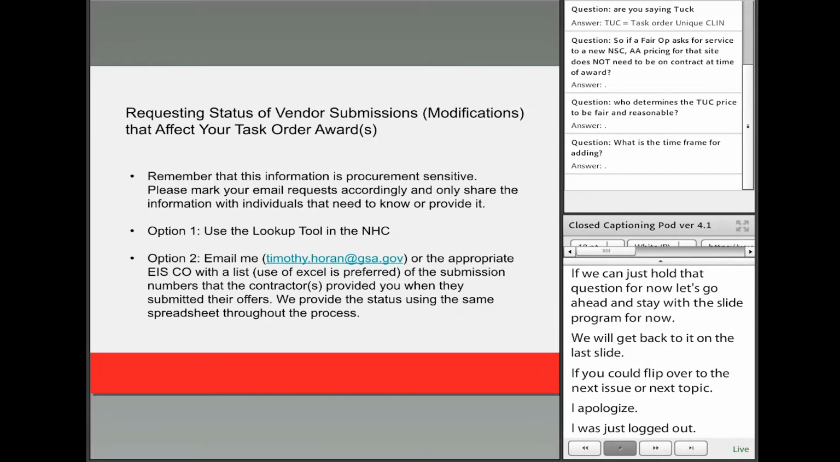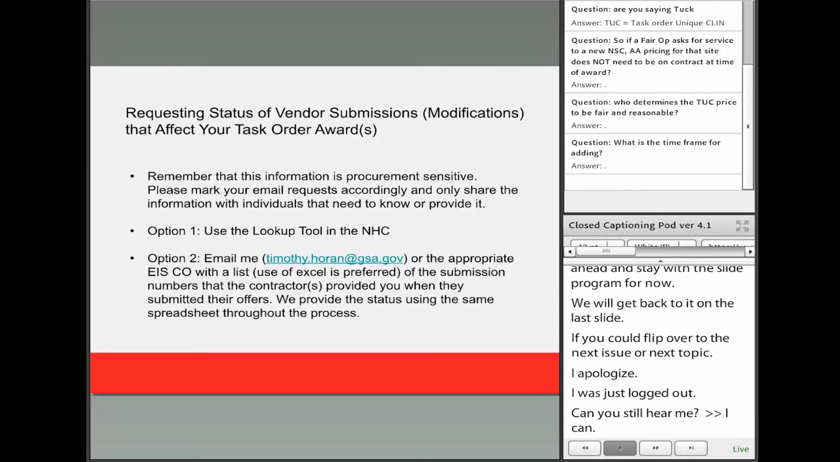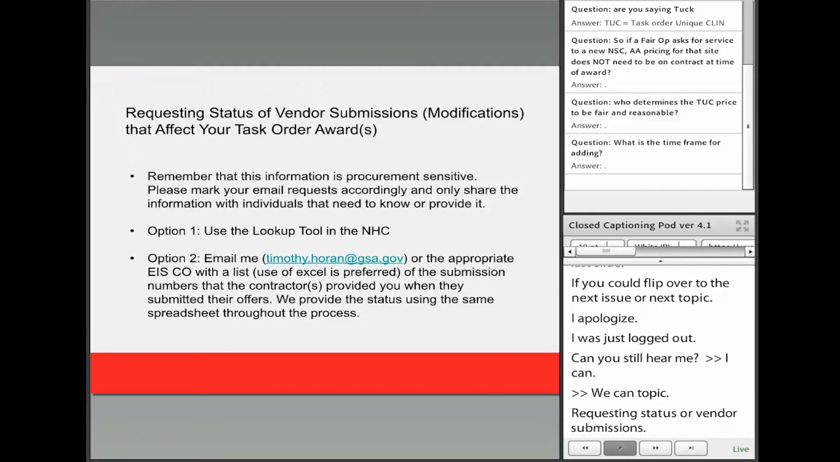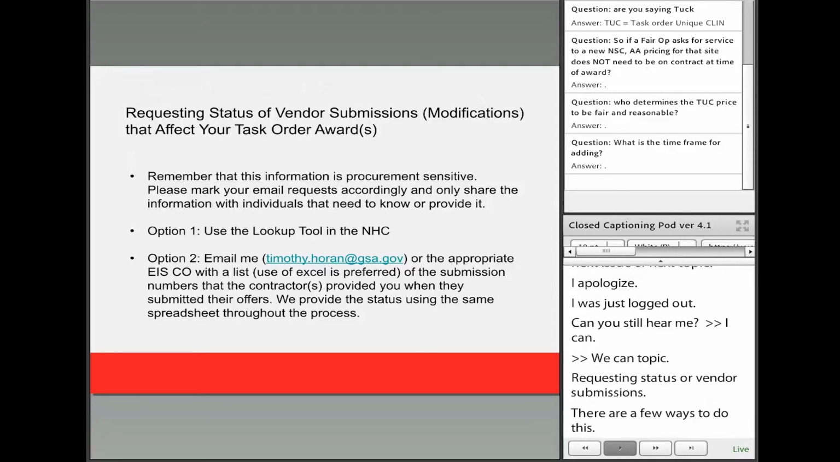So our third topic, requesting status of vendor submissions, i.e. modifications, that affect your task order. There are a couple of ways to do this, but the most important thing everyone needs to remember when you come to us for mod status is please mark those emails as procurement sensitive.